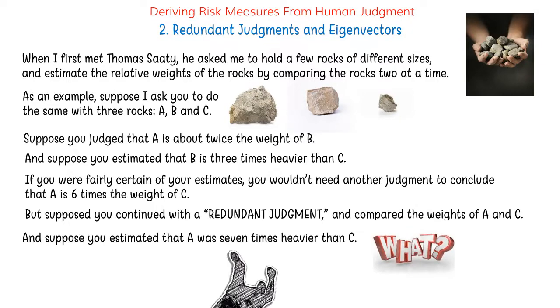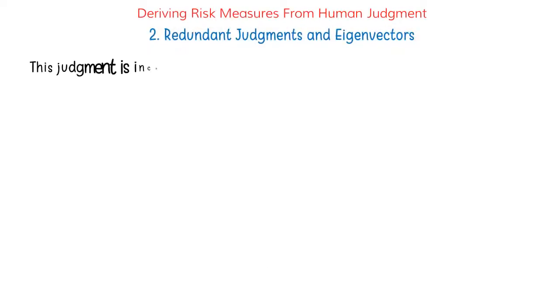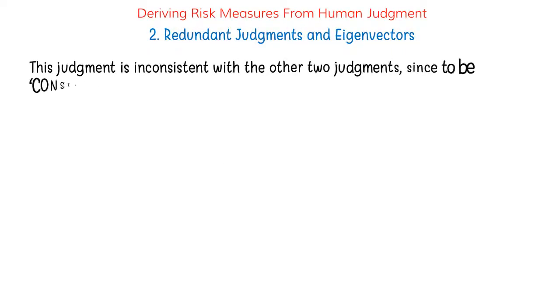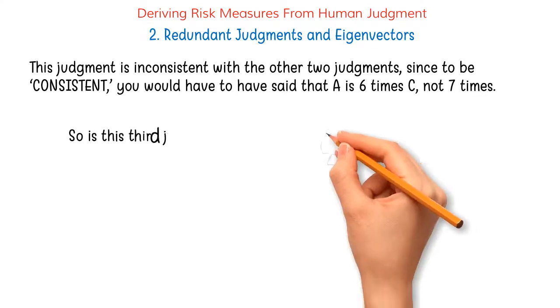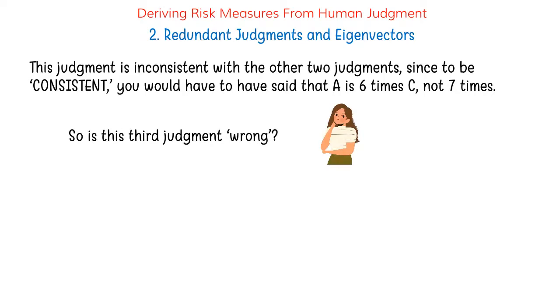What? This judgment is inconsistent with the other 2 judgments, since to be consistent, you would have to have said that A is 6 times C, not 7 times. So is this third judgment wrong?